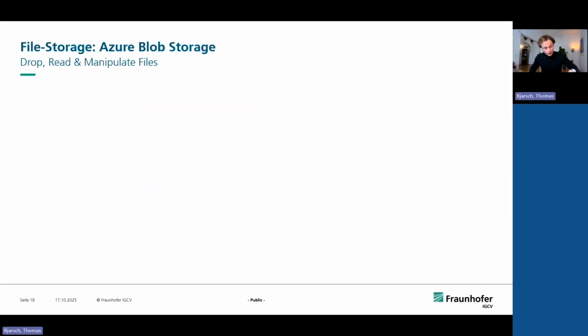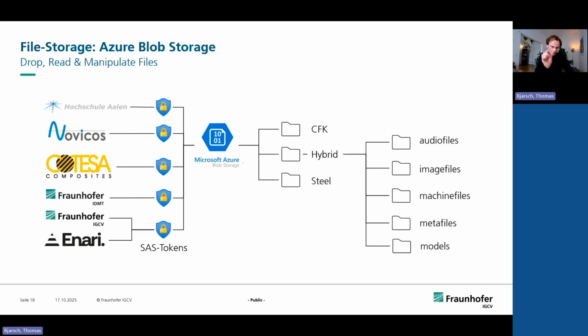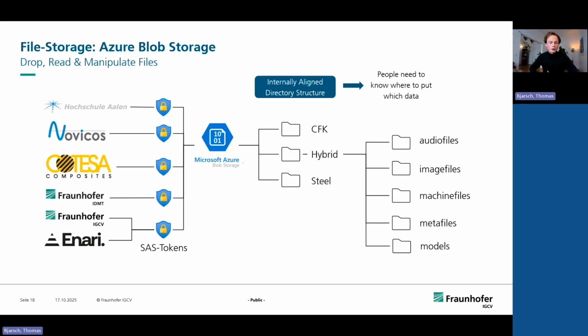We now have the raw data, and we used an Azure Blob Storage, in this case from Microsoft, where all the different project partners just put the raw files in a directory structure, which we communicated internally so that everybody knows where to put which type of data, for example, the results of the tensile tests.